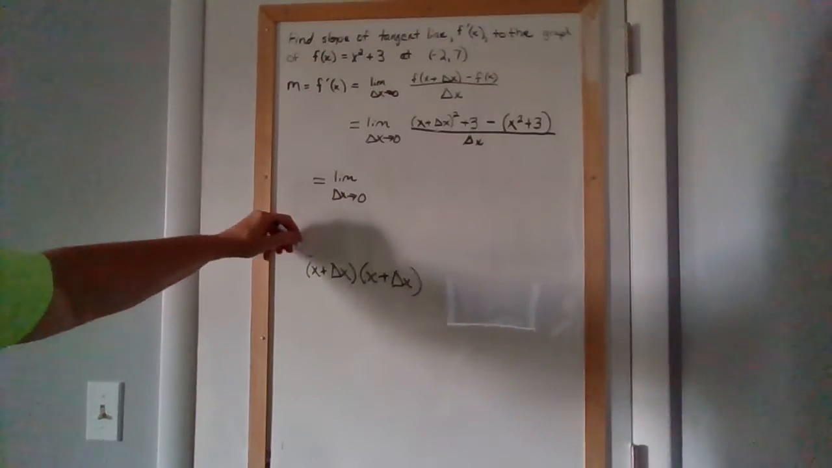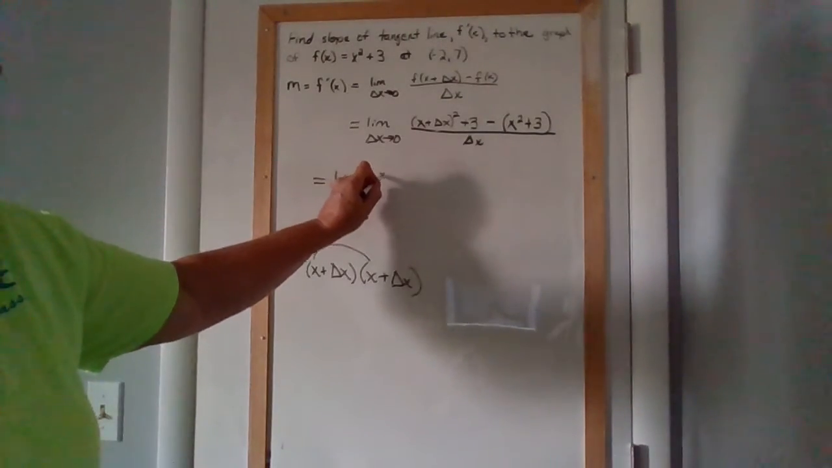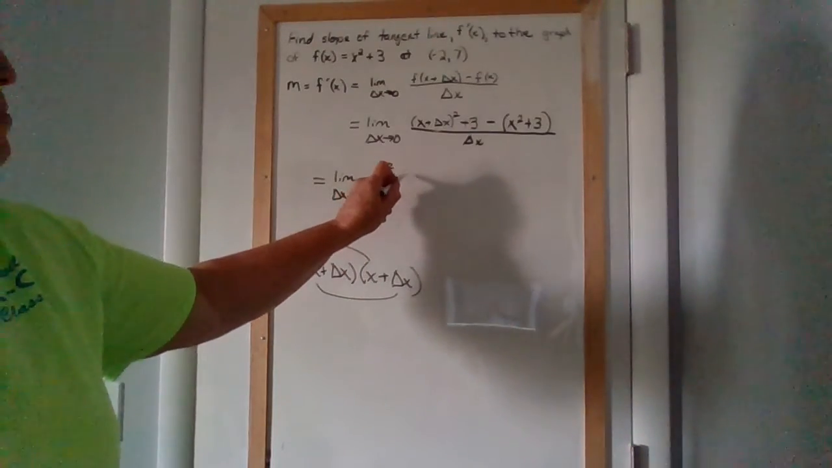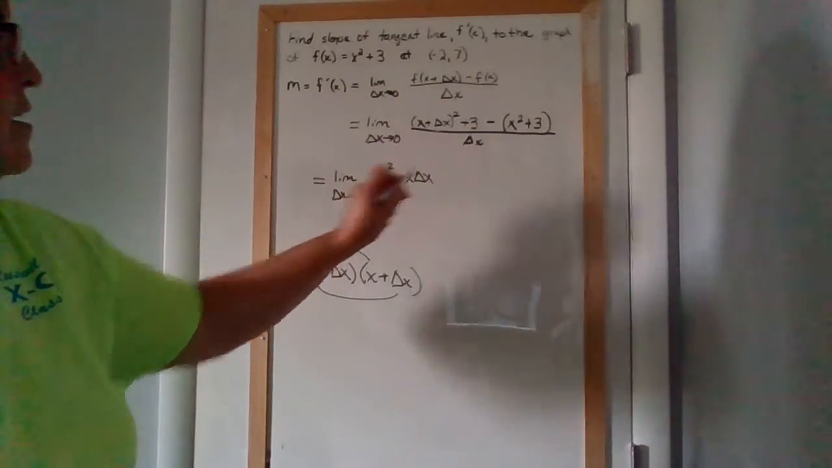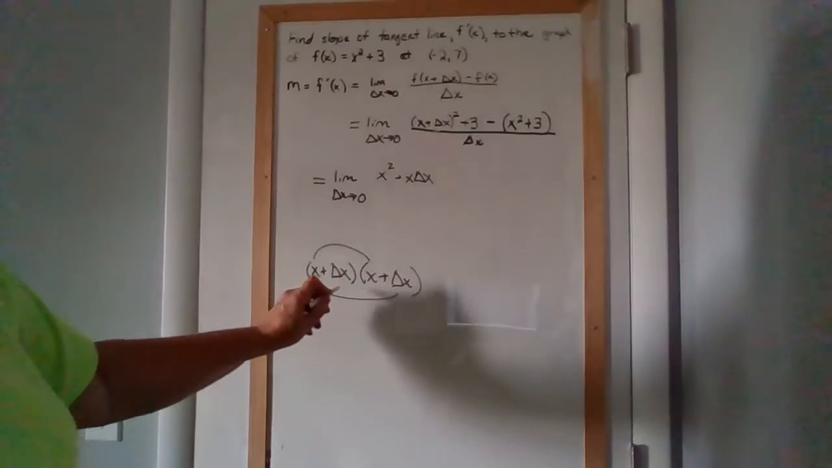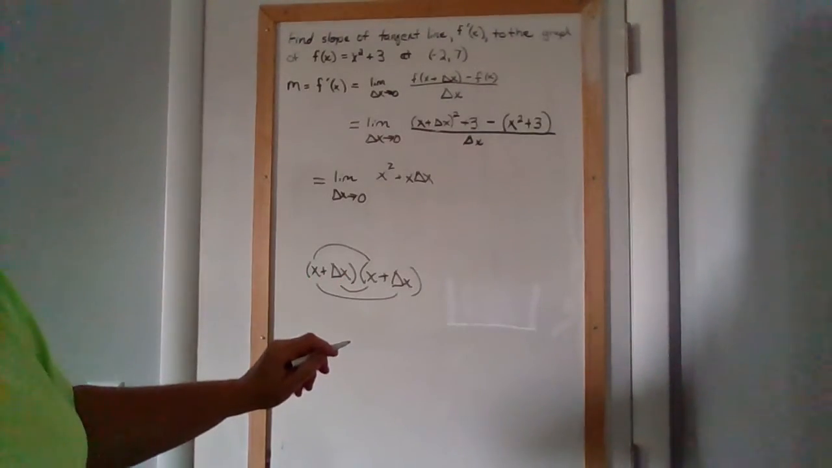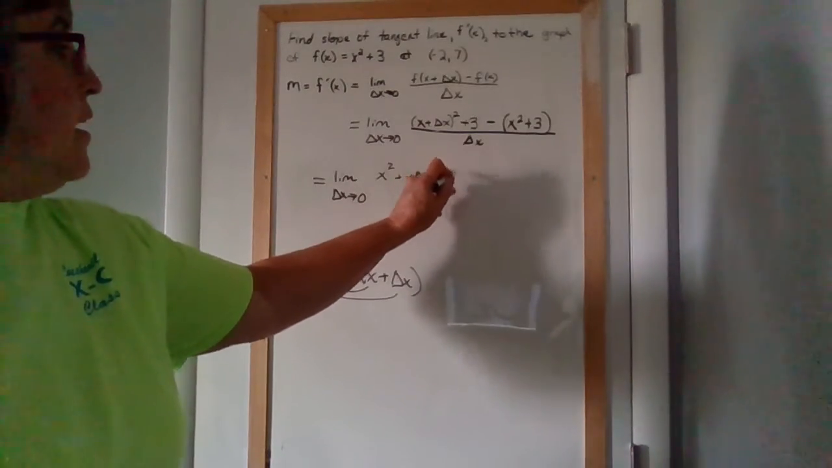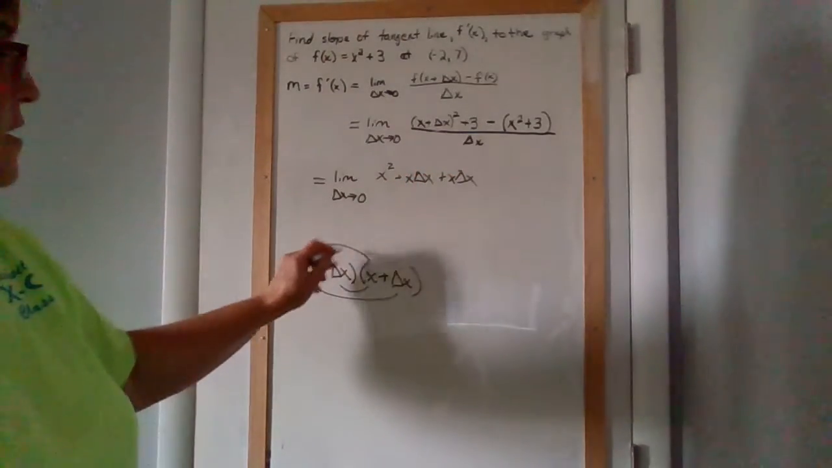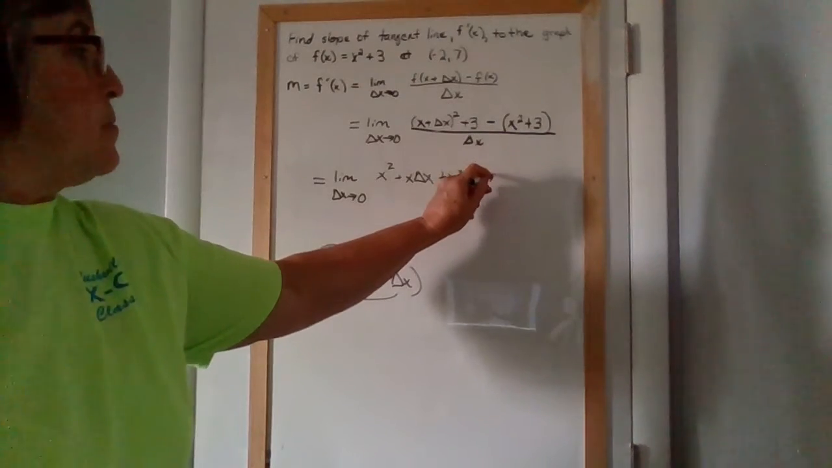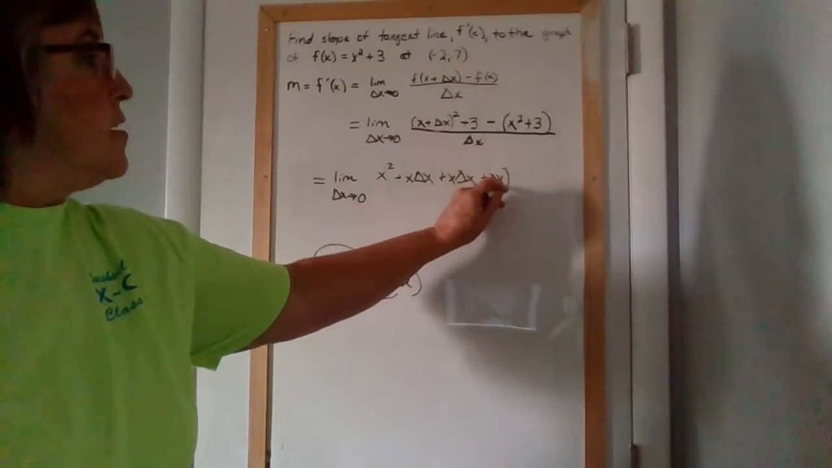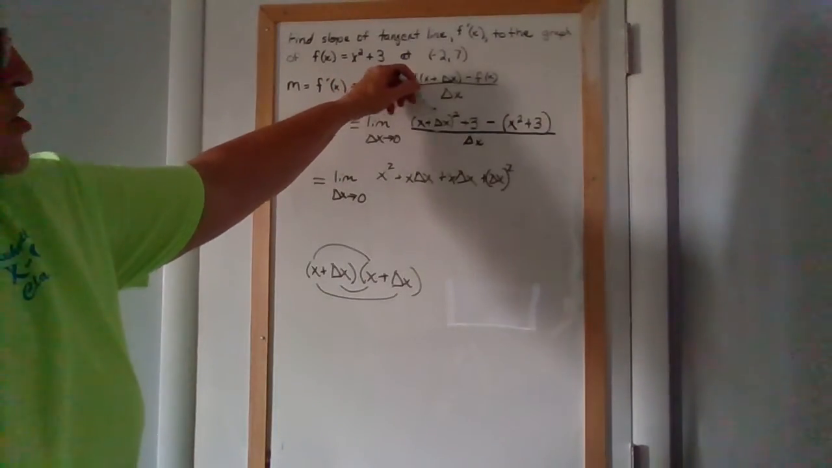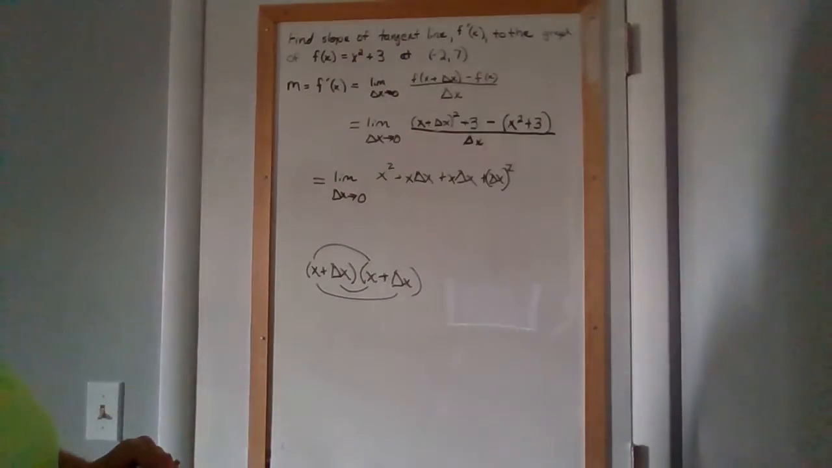So if you take x times x, you get x squared. If you take x times delta x, you get plus x delta x. This should look familiar. I've had you do this a few times in your previous homework. X times delta x again, and finally delta x times delta x. So plus delta x squared. So that would be this multiplication, x plus delta x quantity squared.